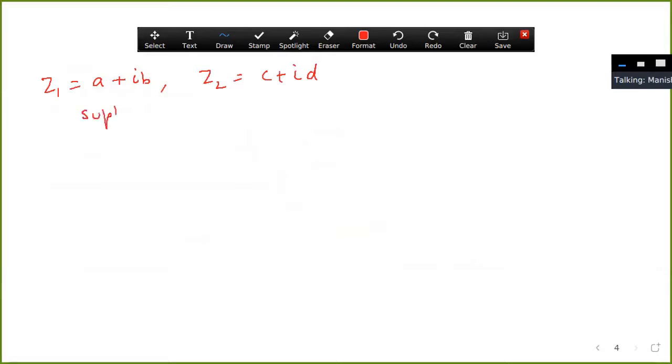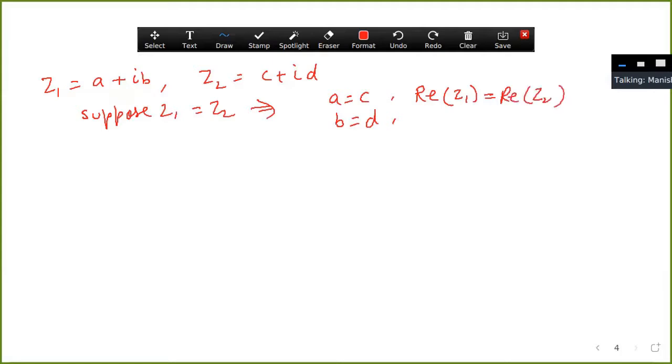Suppose Z1 equals Z2. What does that mean? It means that the real part will be equal to the real part and the imaginary part will be equal to the imaginary part. You can write it like this: the real part of Z1 will be equal to the real part of Z2, and the imaginary part of Z1 is equal to the imaginary part of Z2. Okay. I think you can understand what a complex number is now.